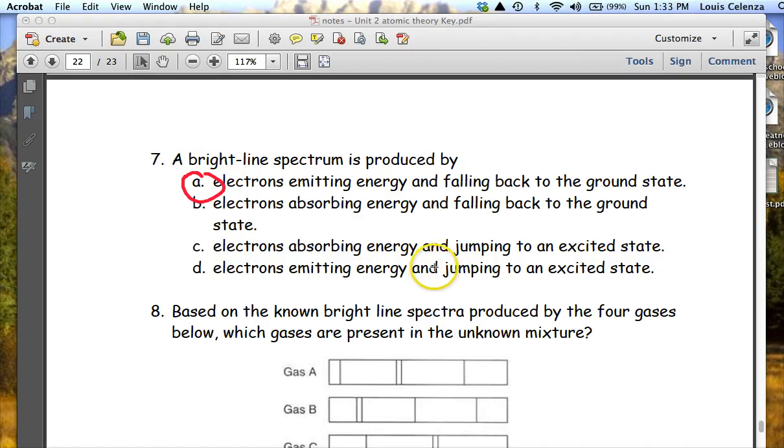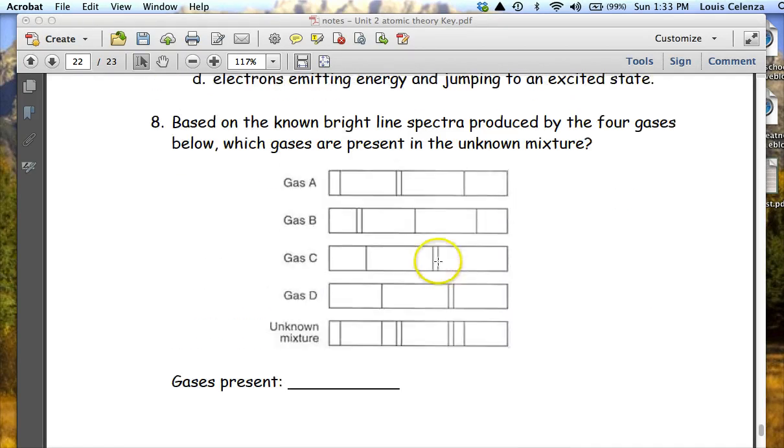Number 8 is something that you're probably not going to understand until after we have done the lab. But here's what happens. When you look at a gas's spectrum through what's called a spectroscope, you'll see different colors of light, and they will line up. Now, these are all black and white, obviously, but you might see red, blue, orange, and green. We have a mixture, and when you excite its electrons, it gives off these specific colors of light in these specific spots. So you have to match up these lines with the unknowns.